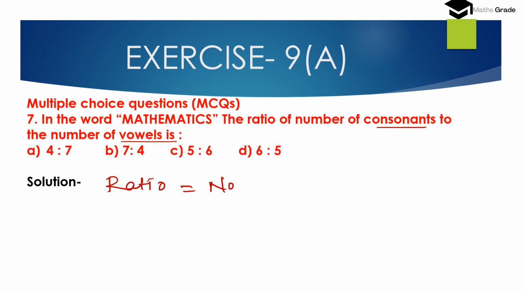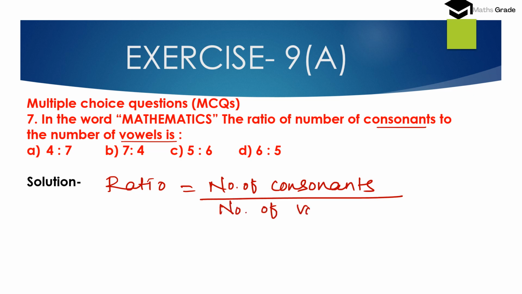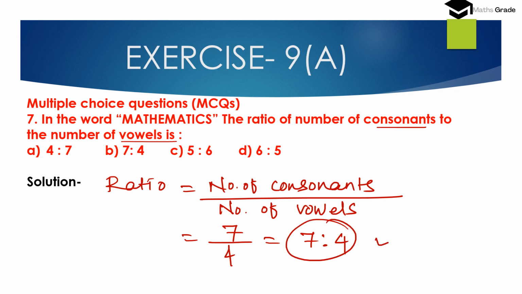Number of consonants divided by number of vowels. Number of consonants is 7 and number of vowels is 4. So the answer is 7 is to 4. So option B is correct.